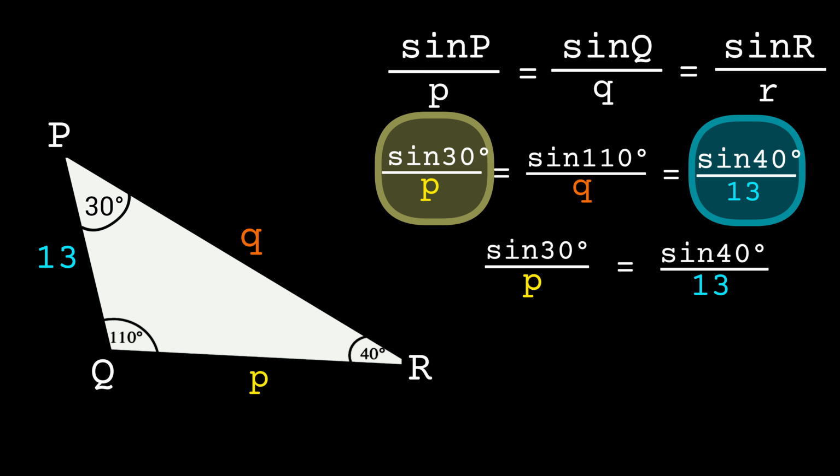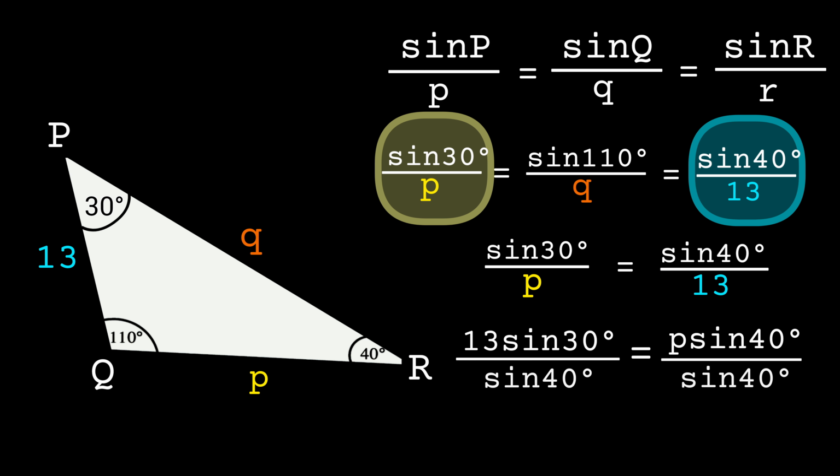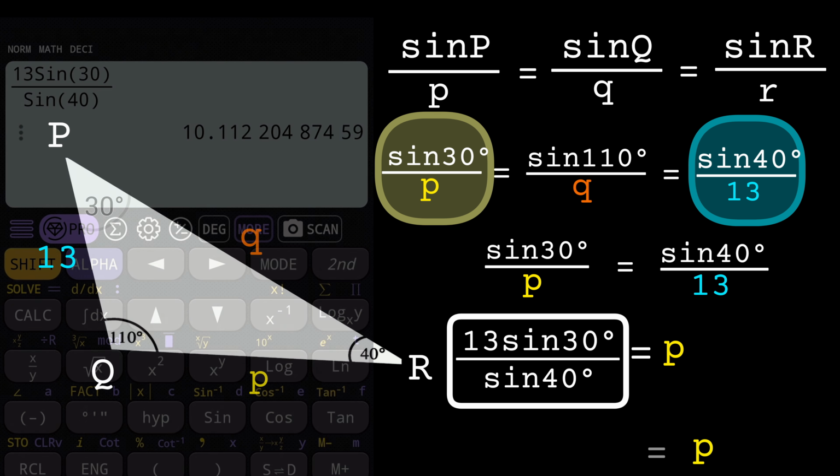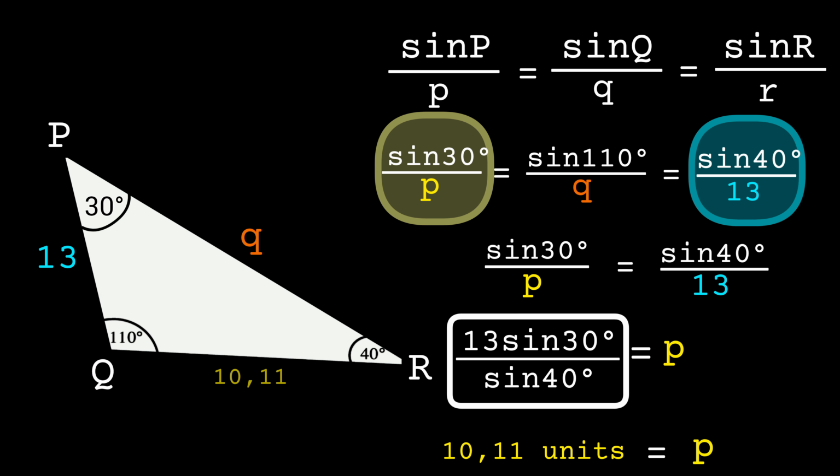These are fractions, so to find the value of p, we have to cross multiply. 13 sine 30 degrees equals p sine 40 degrees. We then divide by sine 40 degrees to make p the subject of the formula. When you type all of this on the calculator, we get 10.11. So p is 10.11 units.